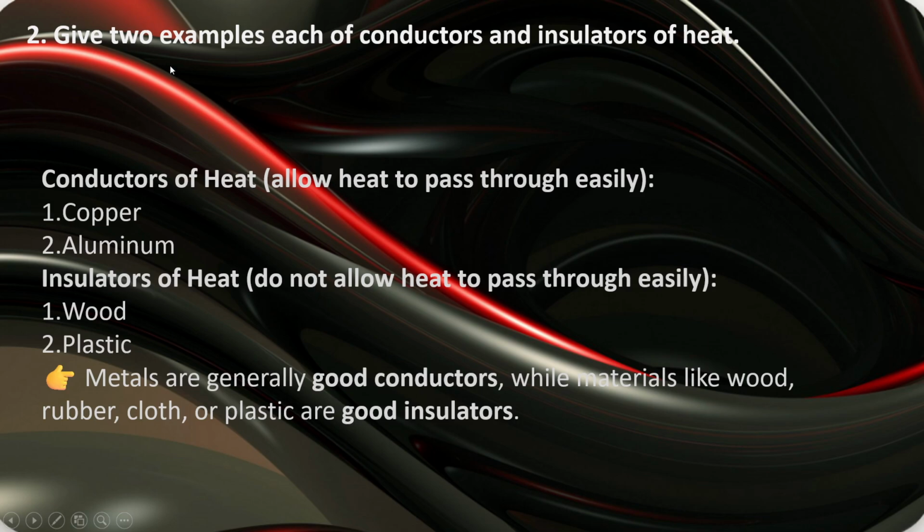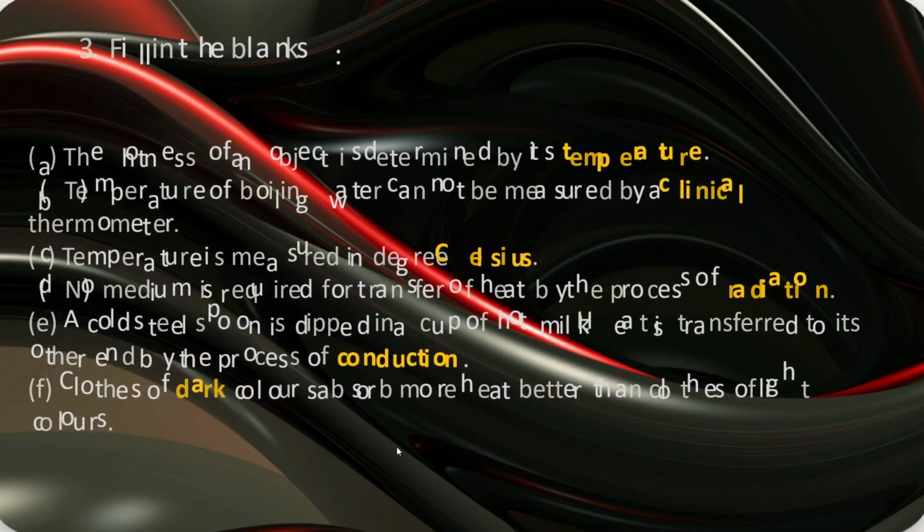Question number 2. Give two examples each of the conductors and insulators of heat. Conductors of heat allow heat to pass through easily. That is, example 1 copper, 2 aluminum. Insulators of heat do not allow heat to pass through easily. 1 wood, 2 plastic. Metals are generally good conductors, while materials like wood, rubber, cloth, or plastic are good insulators.